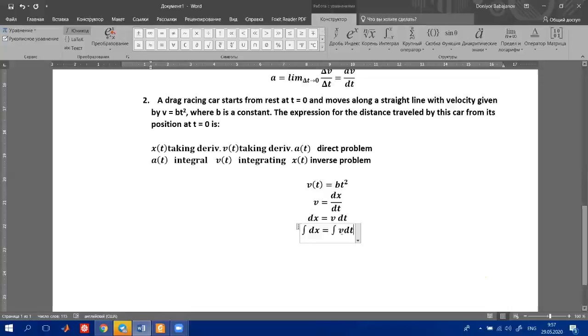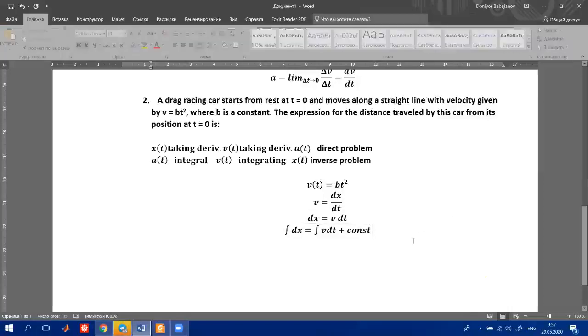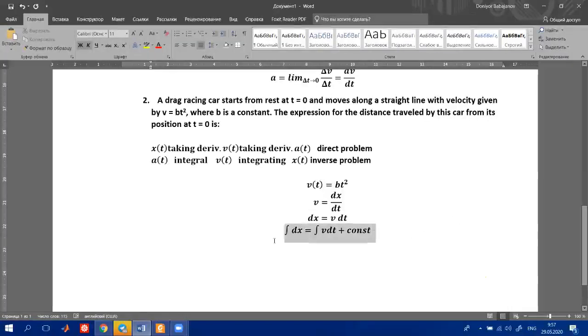If this is an indefinite integral, without upper and lower limits, we should add some constant. If this is a definite integral, then you should put limits. You can do both ways, they are correct. You can do indefinite integration, you can do definite integration. If you write a definite integral, then you should put limits here.